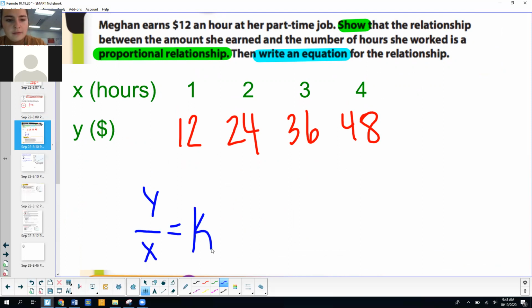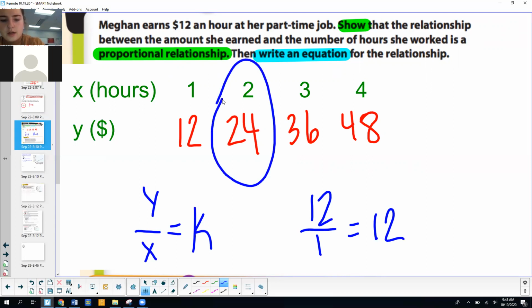So if we have Y is 12 and X is 1, 12 divided by 1 equals 12. So our constant of proportionality is going to be 12. We could take this part right here and we could write 24 divided by 2, and that would also give us 12. So it's a proportional relationship because each time it changes by the same amount. So it's changing by 12. So that constant of proportionality is 12.